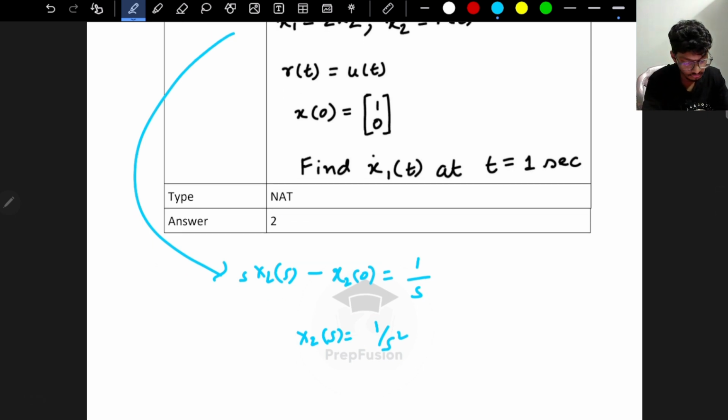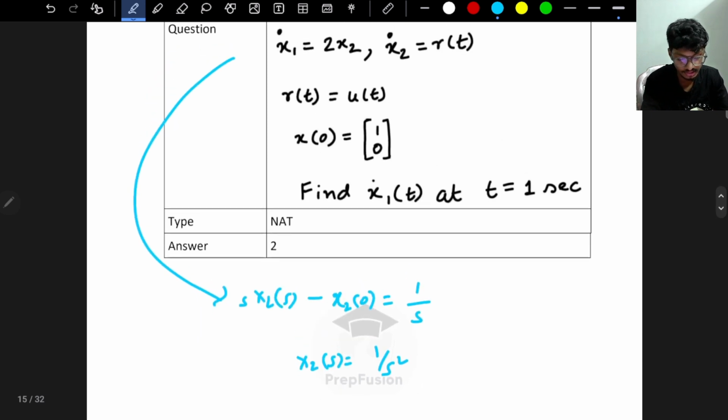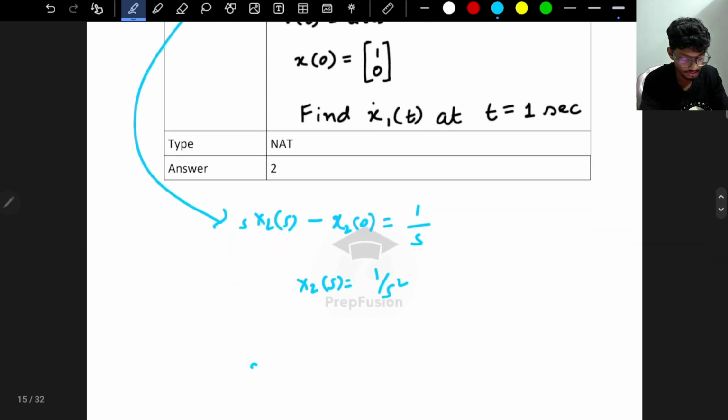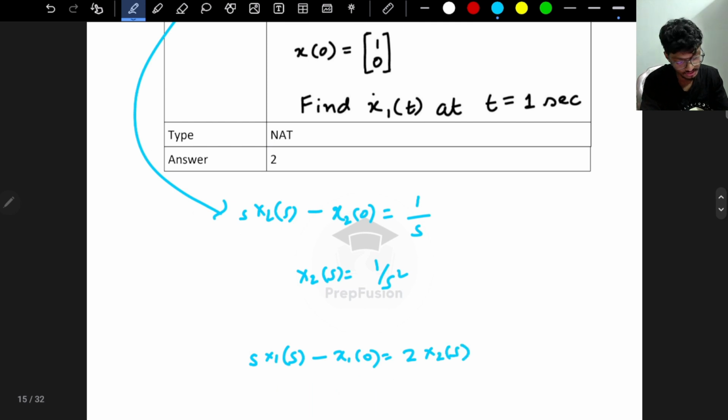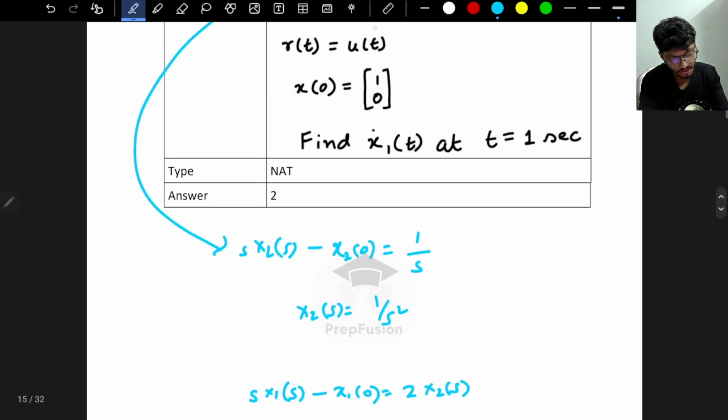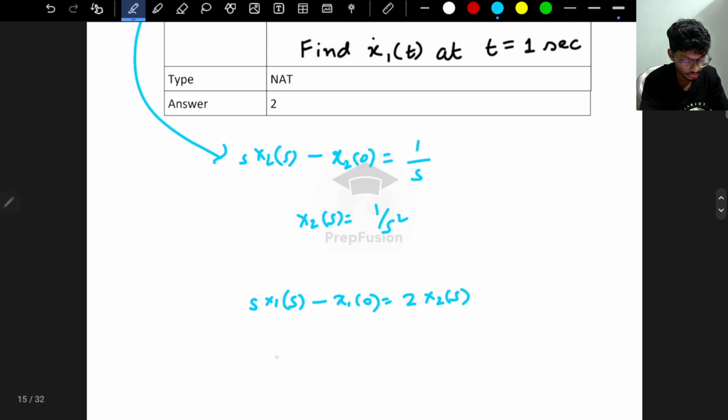Now from here you can put this value. Now I will take the Laplace transform of the other equation. So it will be s X1 of s minus x1 of 0 equals 2 X2 of s. So x1 of 0 is 1. So this will be X1 of s equals, with X2 of s being 1 by s square, 2 by s square plus 1, and the s is here. Okay, now I divide by s, this will be (2 plus s) by s cube.